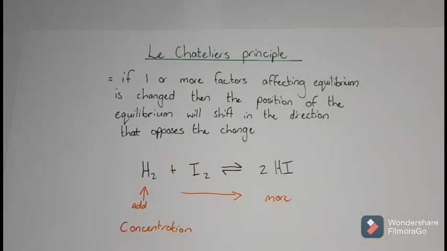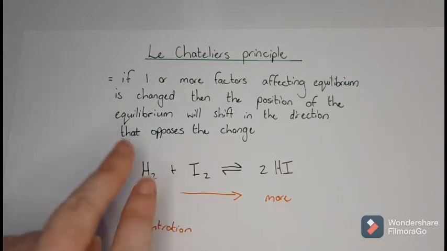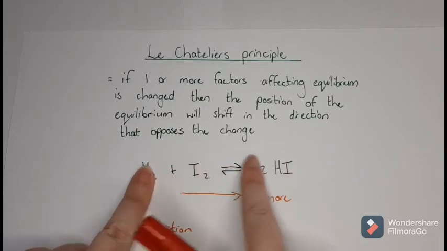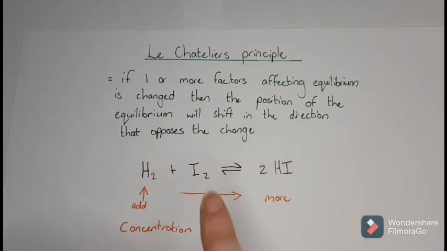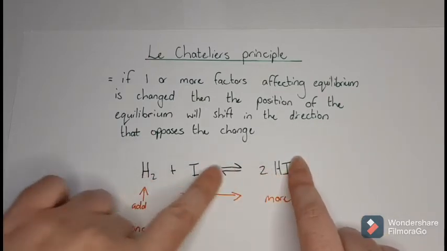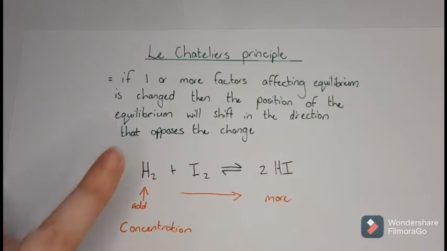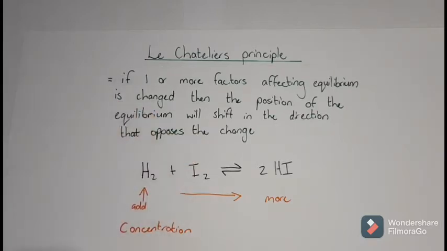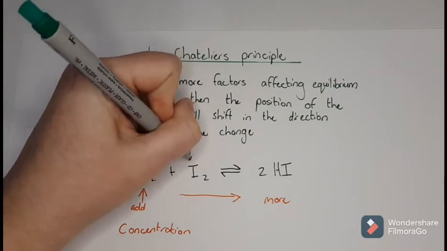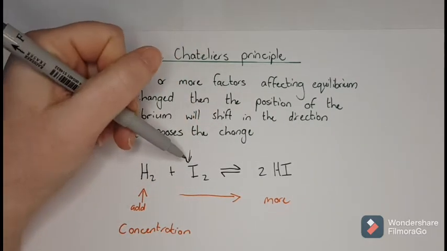Okay, so that's now if we add something. So if I add on this side, I'm going to shift to the right to use it up. And if I add on this side, I'm going to shift to the left to use it up. And then the same applies if I remove something. So now if I remove one of these, like the H2 or the I2, okay, now I've decreased that pressure and that concentration.